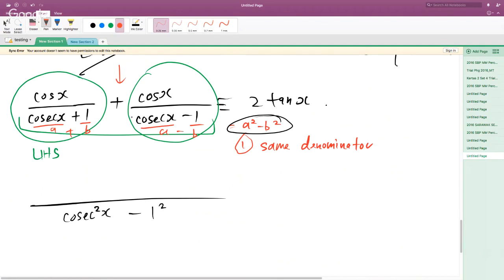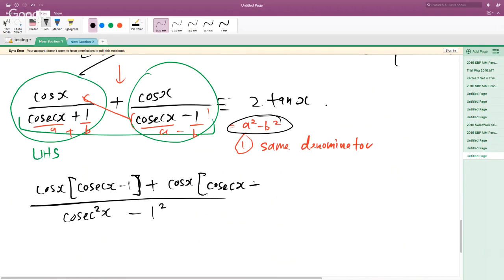So on the top there, I will basically multiply this whole thing. Okay, so I will get something like cos x multiply with cosecant x minus 1, plus cos x multiply with cosecant x plus 1. It's because I make them have the same denominator. There's nothing very special here.